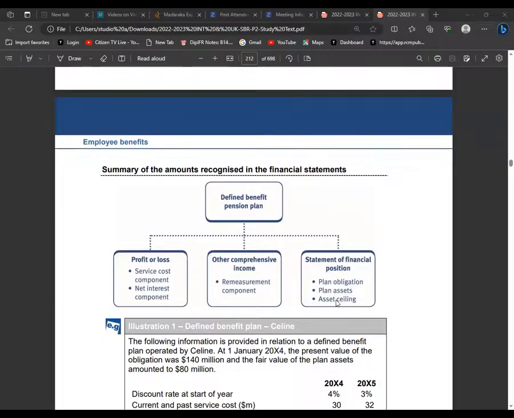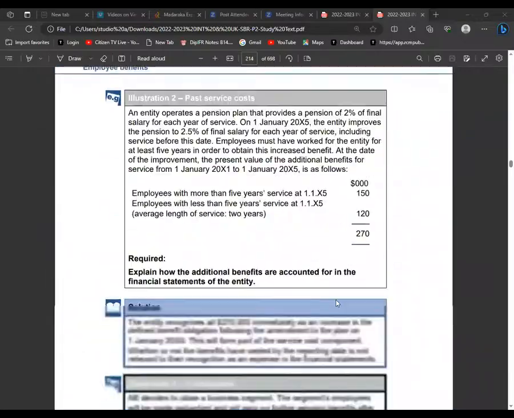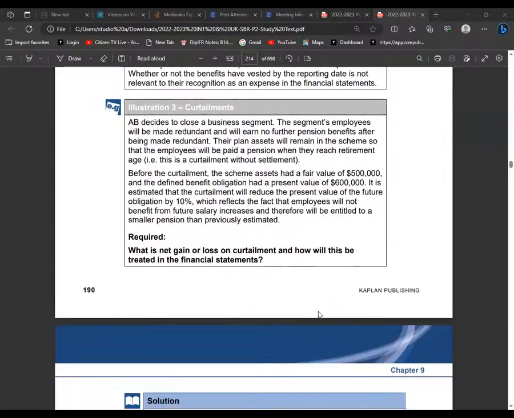I will explain what asset ceiling is later, after I finish tackling this curtailment. We'll understand by doing this question. You're told AB decides to close a business segment. The segment employees will be made redundant and will earn no further pension benefits after being made redundant. Their plan assets will remain in the scheme until they retire. This is a curtailment without settlement. So we have curtailed, we are no longer putting money there, but the money will be left at the plan till they hit 60 years.